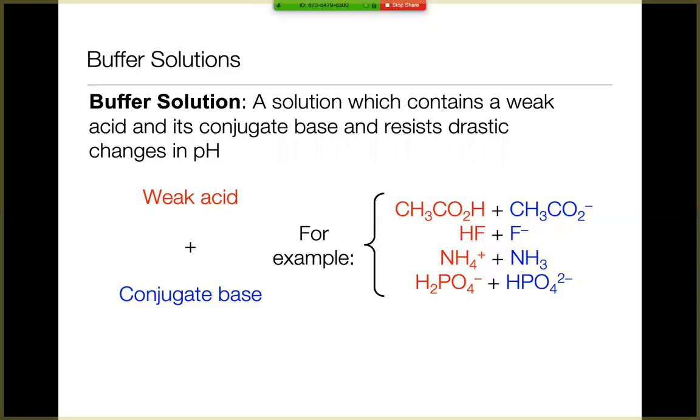We'll get to the idea of drastic changes in pH in a second, but when we're looking at a buffered solution, we would have the weak acid, in this case acetic acid, and then in blue you have the conjugate bases. So we could have an acetate buffer, a hydrogen fluoride (HF) buffer, an ammonium buffer, and a phosphate buffer. And there's many, many more than this. But at minimum, you have to have the weak acid and its conjugate base.